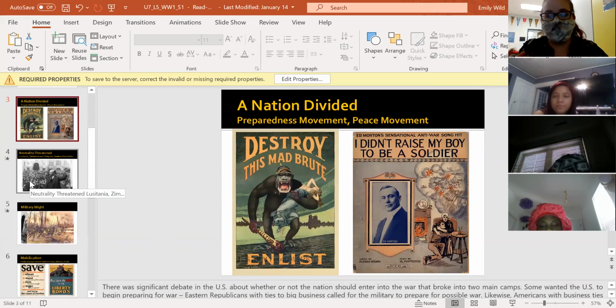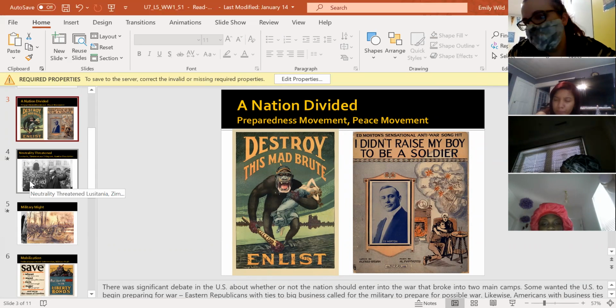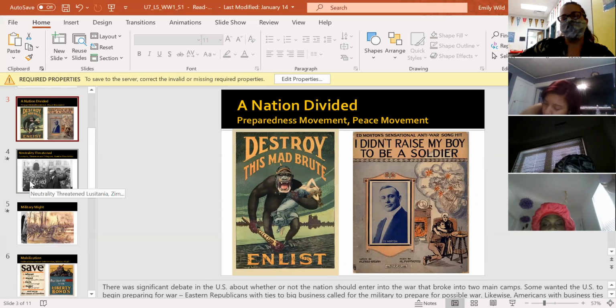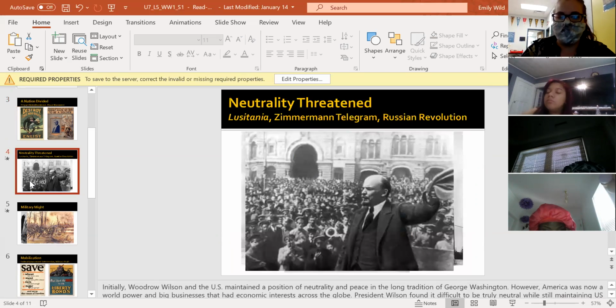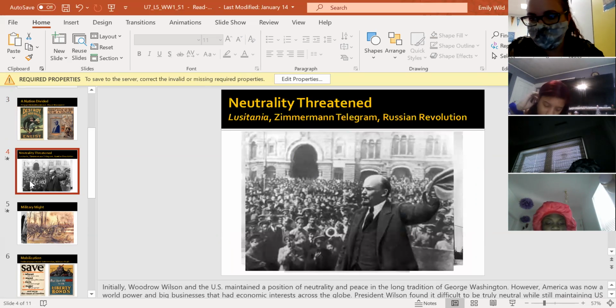And they were also anti-war. So they did not want to join the war. It's the peace movement. It's pretty straightforward. But as we know, the United States cannot stay isolated forever. And so we look at how neutrality is threatened.